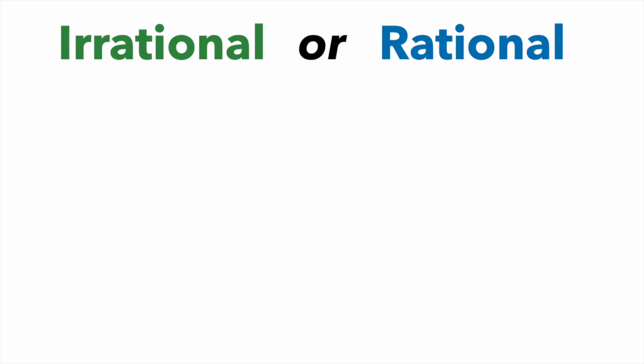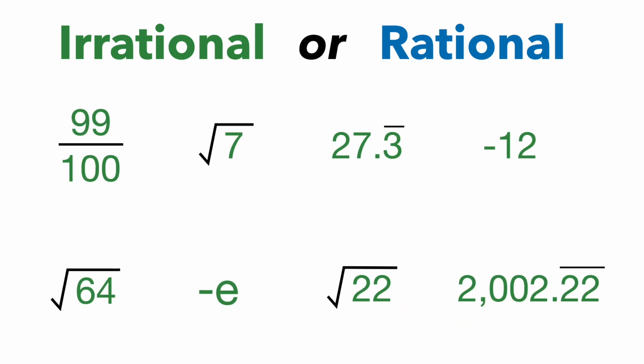So here we're going to look at some examples, and we're going to go over: is this number irrational or rational? So let's look at our list of numbers here. 99/100. Well, that is a ratio, and so that is going to be a rational number. Here we have the square root of 7. So square root of 7 is going to be a non-whole root here. That's going to give us an answer of 2.64575131, and that is just going to keep going on forever.